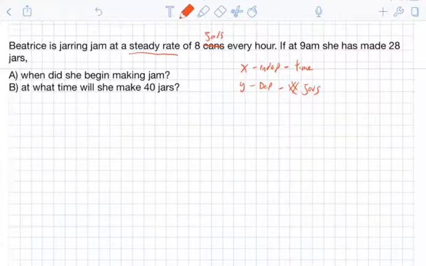Okay, so I need to put this data into an equation. Let's find our data points. At 9 a.m. she's made 28 jars. That's one data point. What's another data point? There is no other. Instead, we get an expression like this: a steady rate of 8 jars every hour.